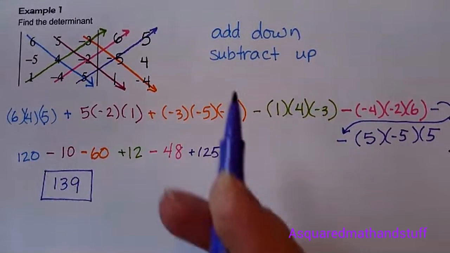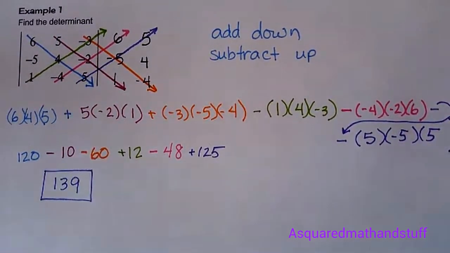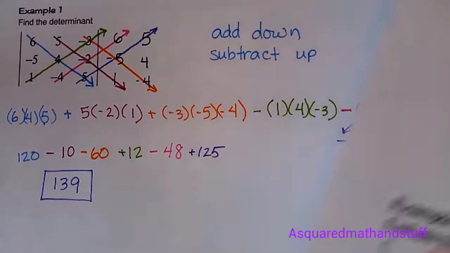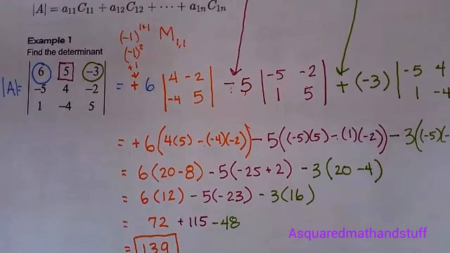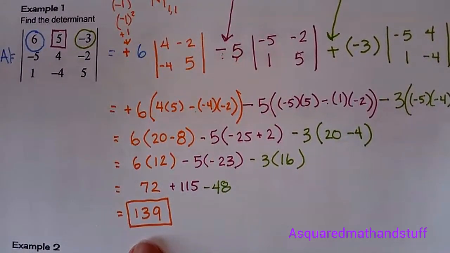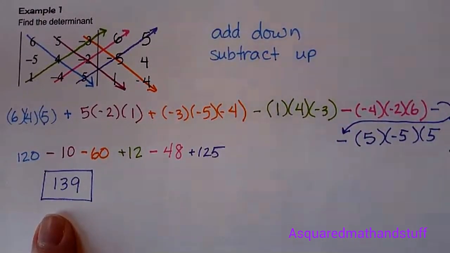So I don't know if you noticed, but this is the exact same example that I worked with in the previous video for the minors and cofactors. I'll show that to you really quick. The exact same matrix. And when we worked through all of the minors and cofactors, we got the determinant to be 139. So if it's the determinant, that value should not change. So we did this correctly.